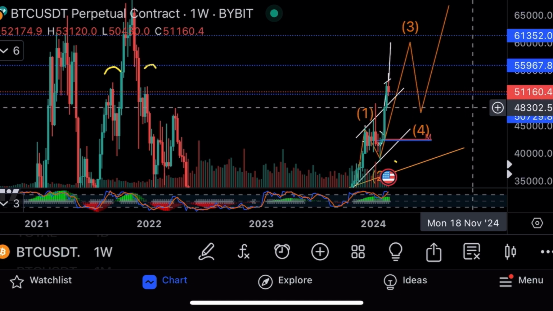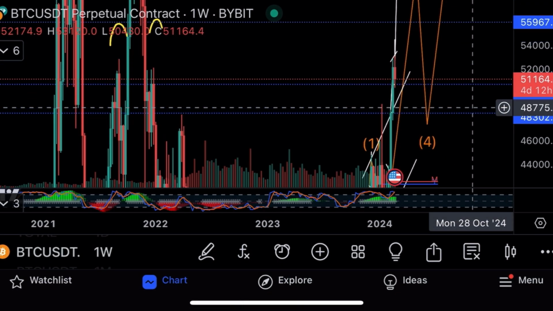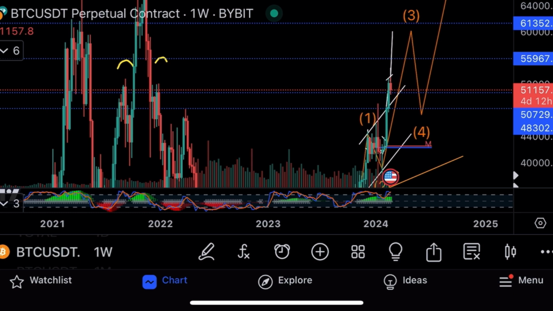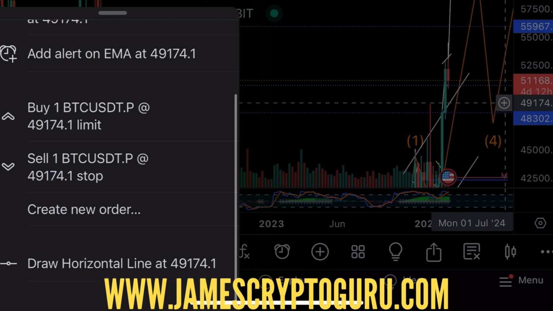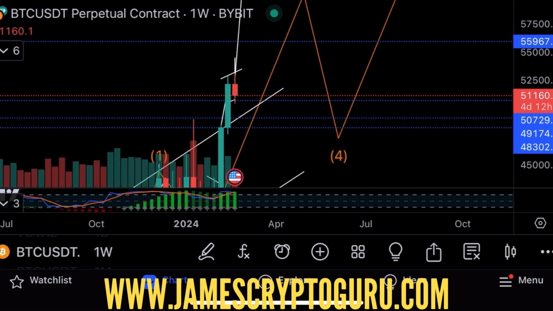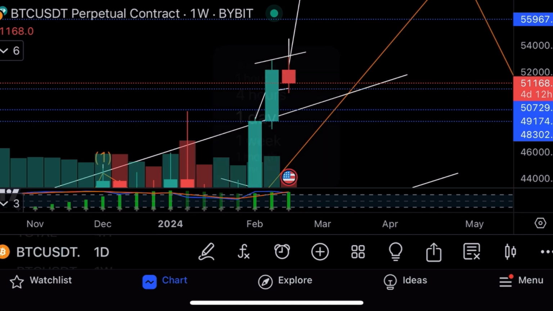Here we have a very strong one now. 48,000. There we have a very strong one. We also have a lot here now. At 49,000, there's a lot of support area now here. The longer Bitcoin spends in this area, the more support is going to form. So you can see now there's a lot of supports forming on Bitcoin.